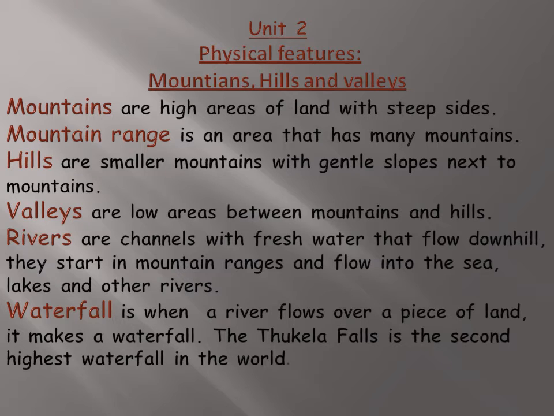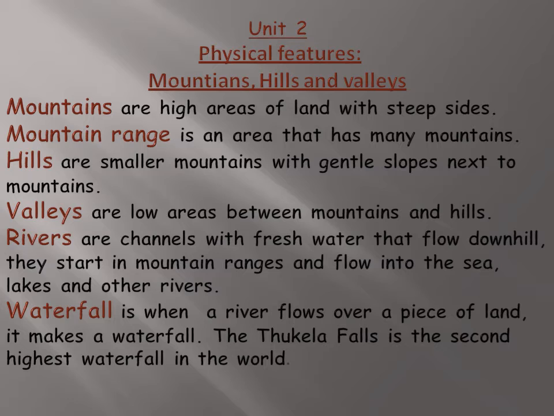Hills are smaller mountains with gentle slopes next to the mountains. Valleys are low areas between mountains and hills. Rivers are channels with fresh water. So all you have to know is that a river is a channel with fresh water and it starts in the mountain range and it flows into the sea, lakes or other rivers.